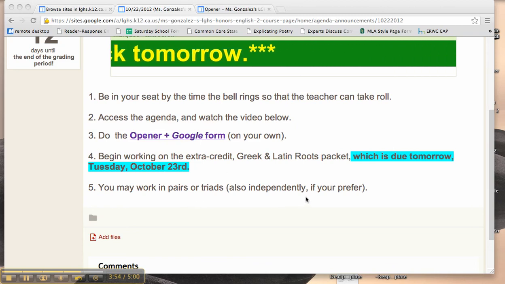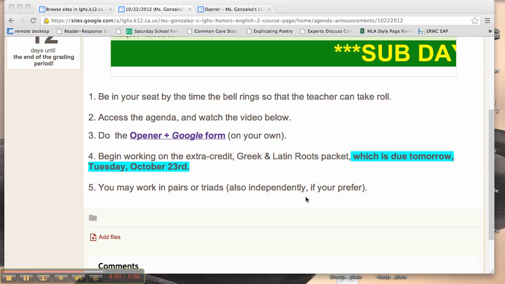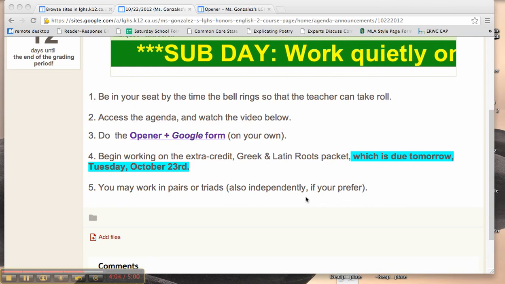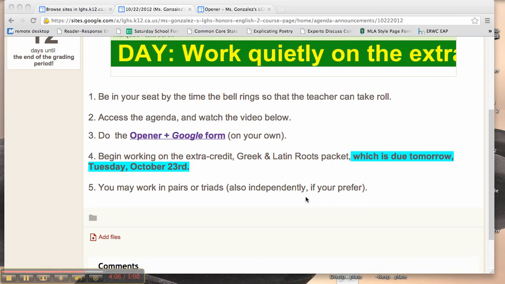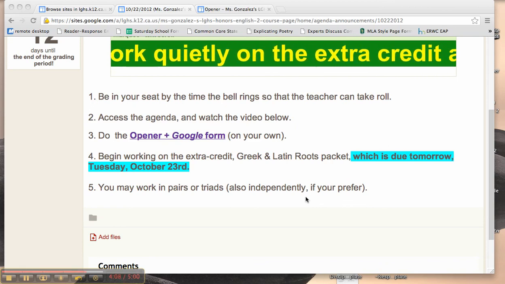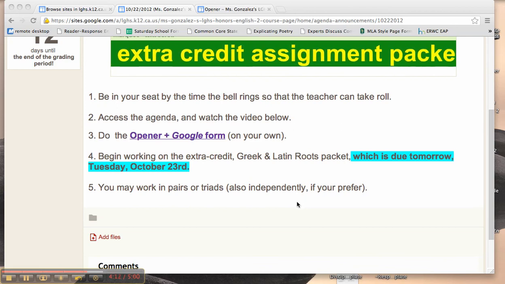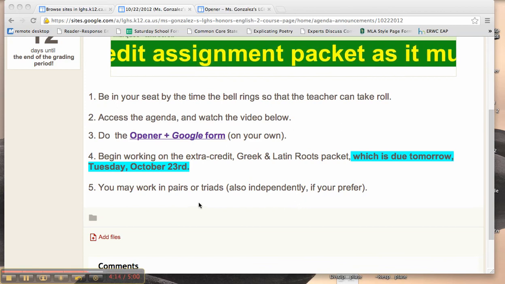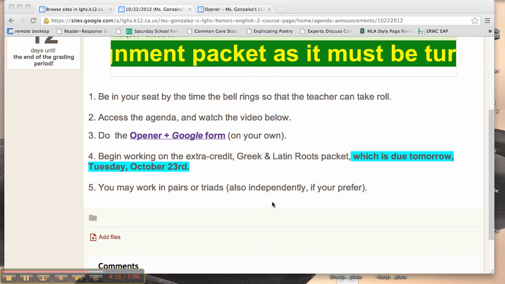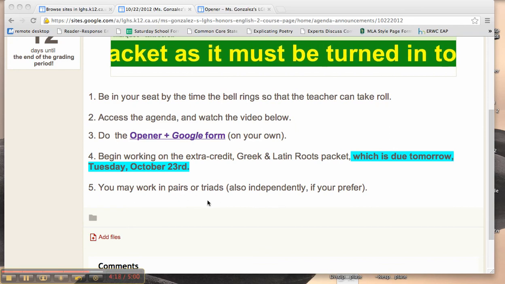Obviously you can work independently. Some people like to work independently because they can get things done faster. They don't get distracted, and especially since it's extra credit points, they don't want to mess up on it. It's a big deal that you're getting extra credit because usually I don't give extra credit, but I like to give it on sub days as a reward for you, and also for doing these extra assignments. But if you don't want to work independently, you can work in pairs and triads.